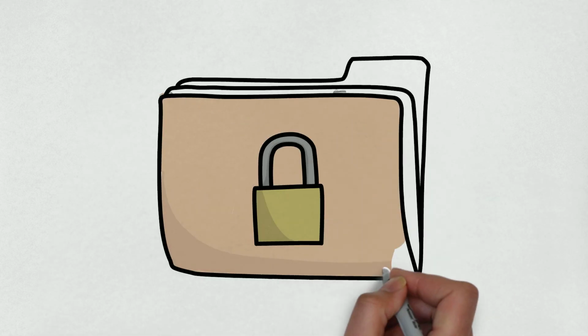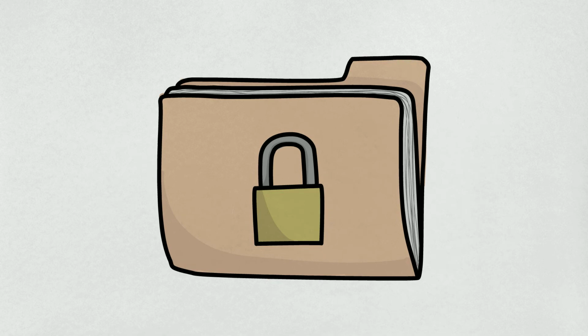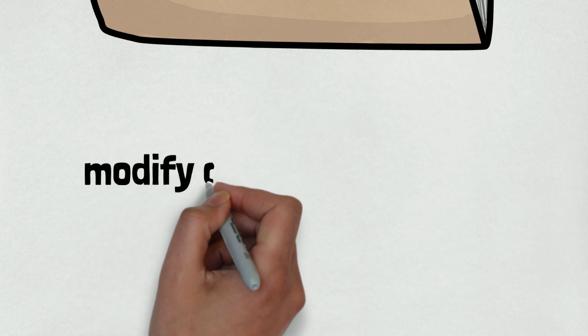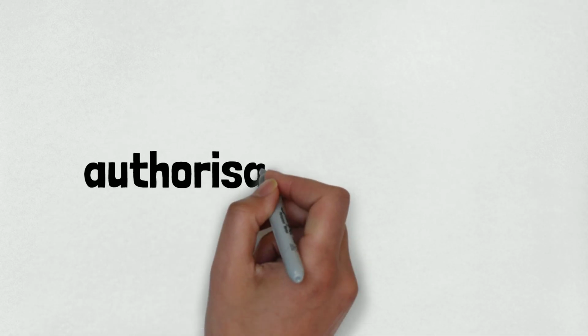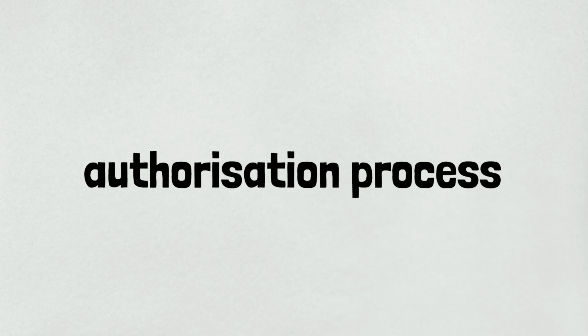Now, the next A is authorization, which means how much of a resource users need to access for doing a certain task. For instance, the user may not be allowed to modify configuration files. So, the authorization process determines whether users can modify configuration files or not.